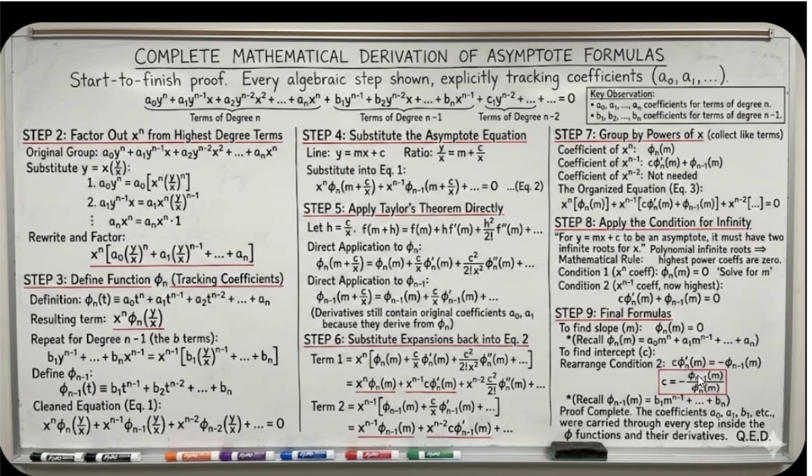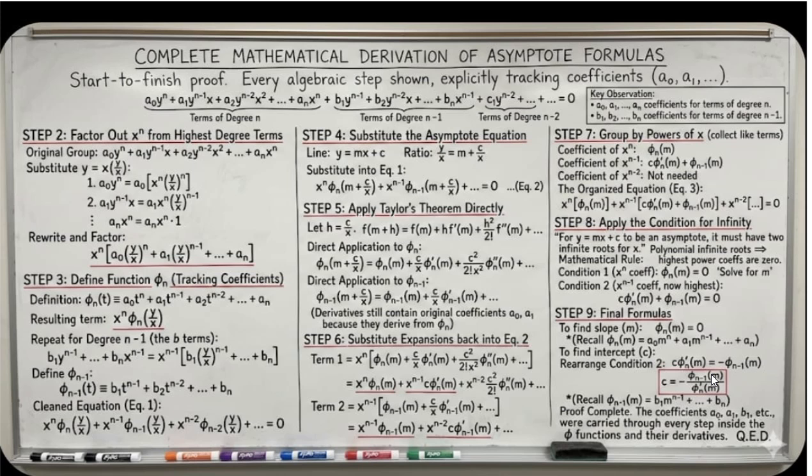But the question is, how can we develop a shortcut method? The shortcut method: whenever a curve is given, we actually want two things. One is phi n of m, and the other is phi n minus 1 of m. If you know these two things, then it is very easy to find m and c here.